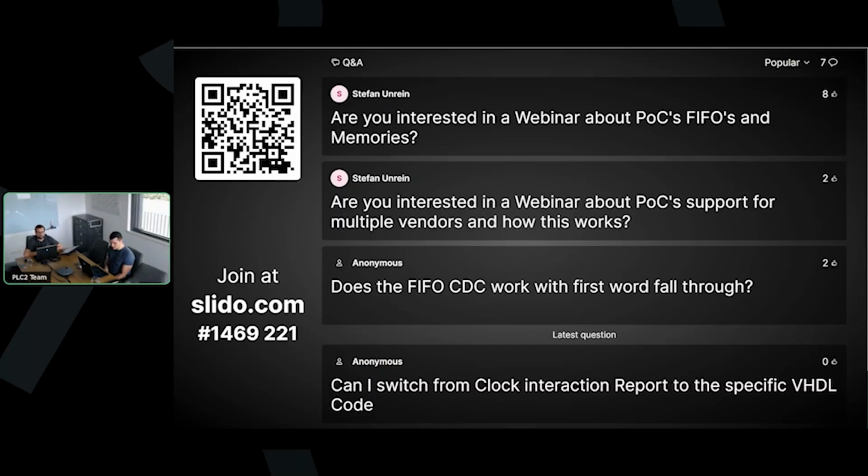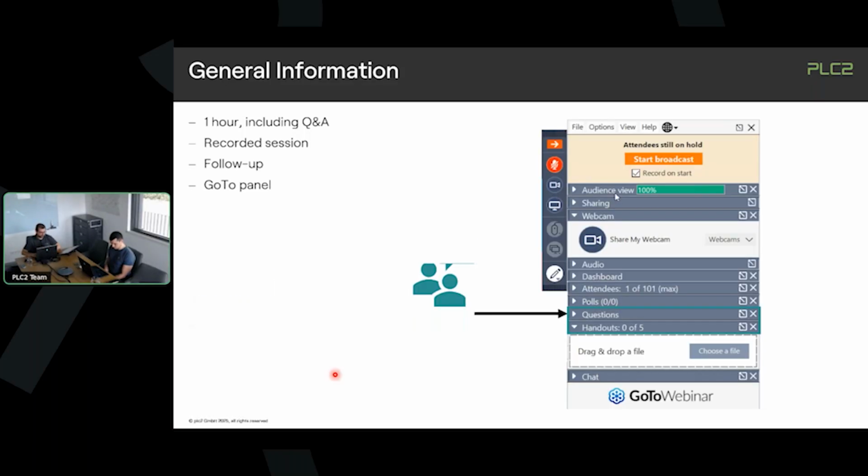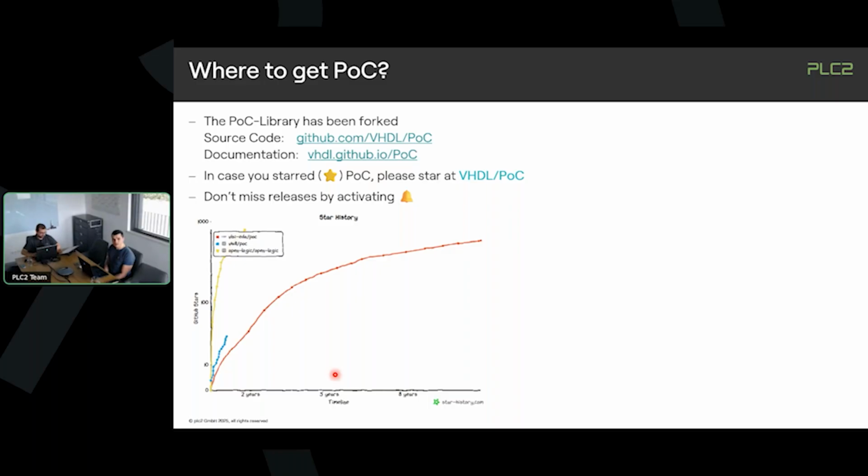So the next question, is the RTL publicly available? The RTL, so the code. Yes, the code is on GitHub. Everything is open source. It's all on GitHub. We have github.com/VHDL/PoC. There you have the code. And on vhdl.github.io/PoC, you have the documentation.